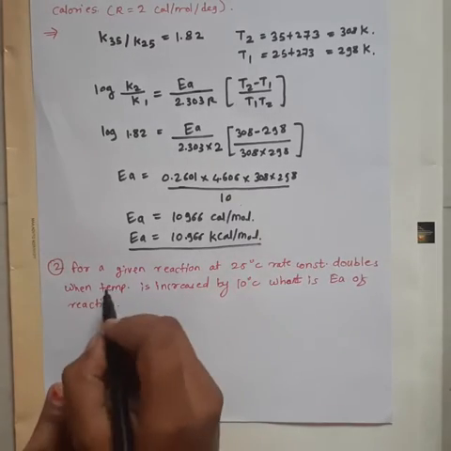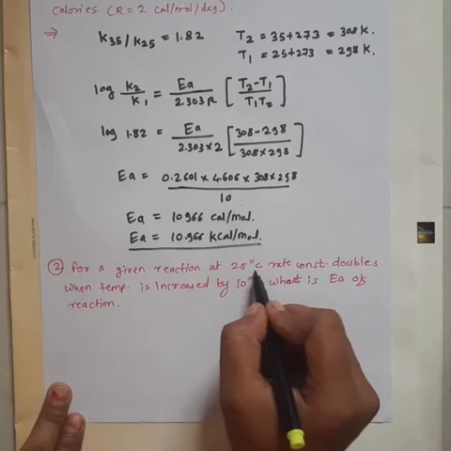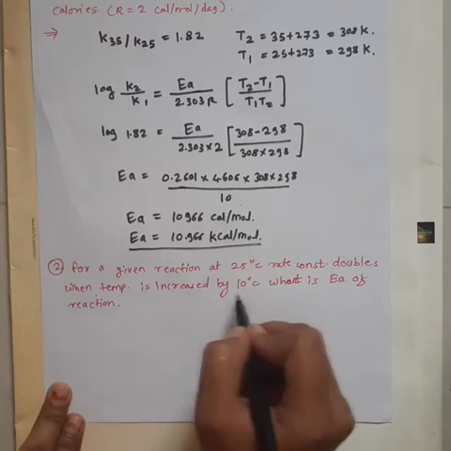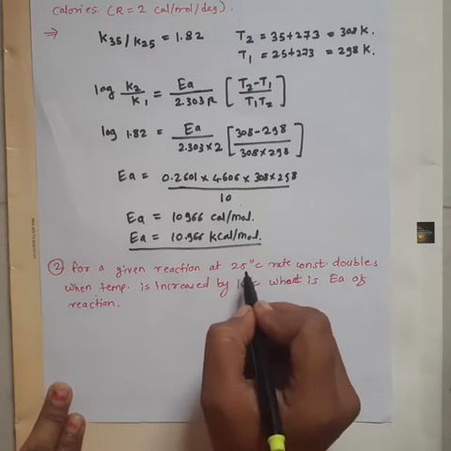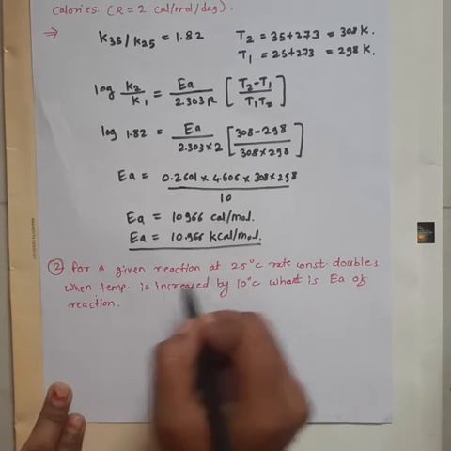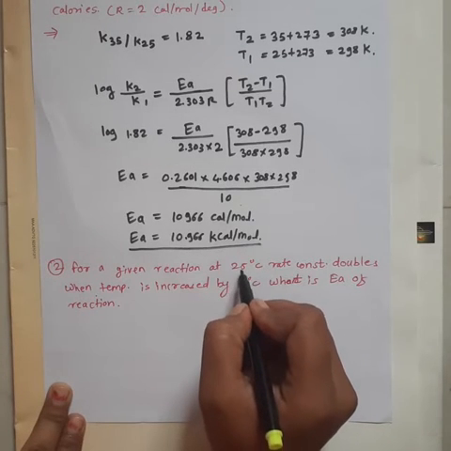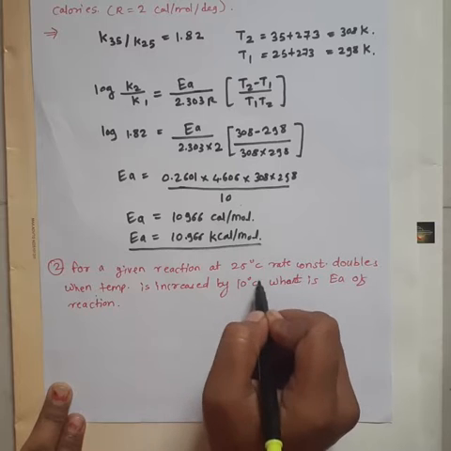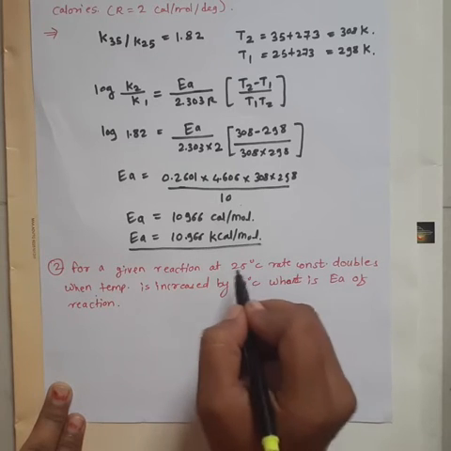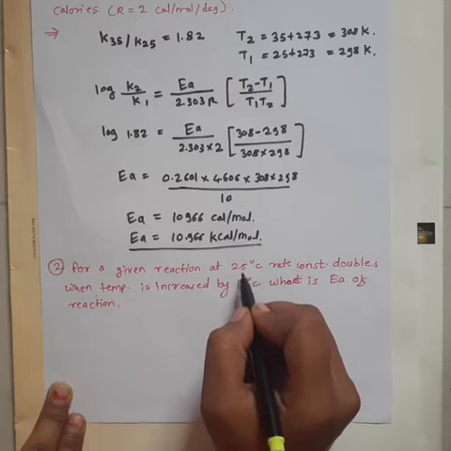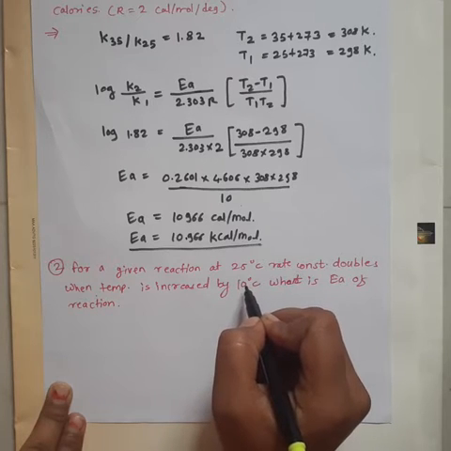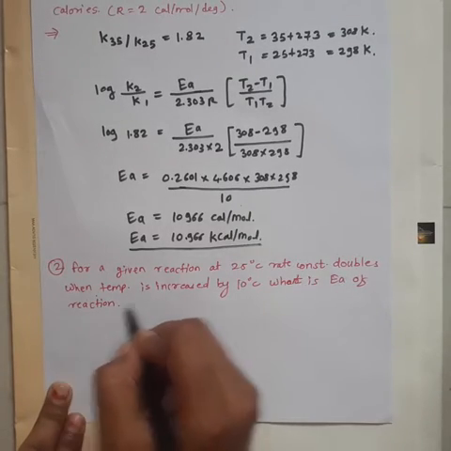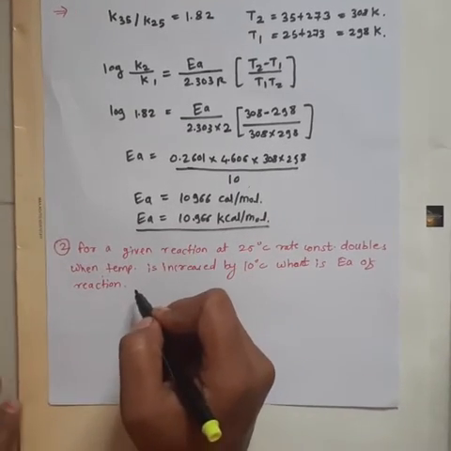So the next problem is: for a given reaction at 25 degrees Celsius, the rate constant doubles when the temperature is increased by 10 degrees Celsius. Means the rate constant becomes double by increasing the temperature by 10 degrees Celsius. Means 25 plus 10, that is the temperature increases up to 35 degrees Celsius. So what is the activation energy of the reaction? We have to calculate the activation energy.